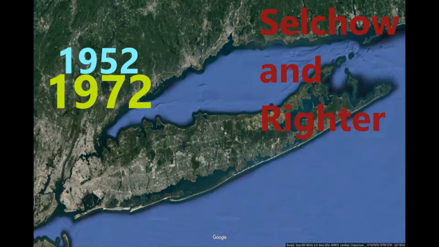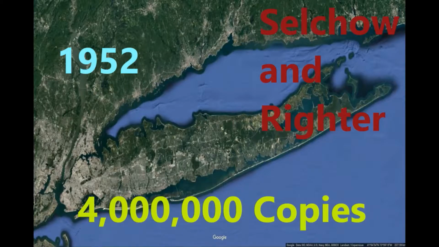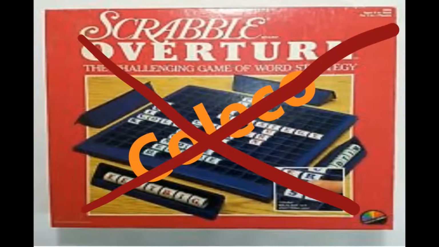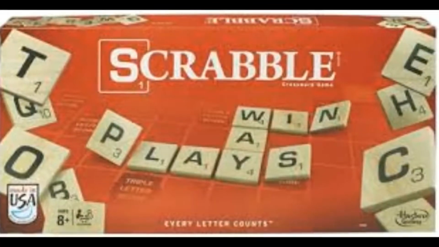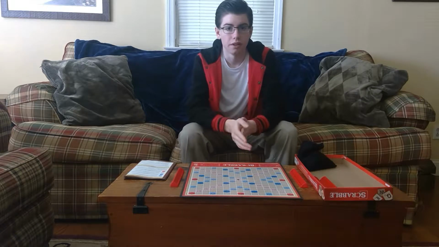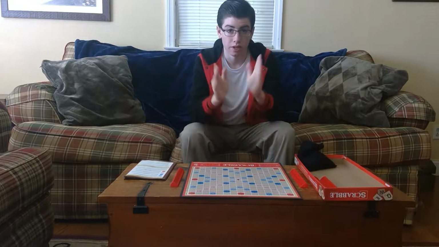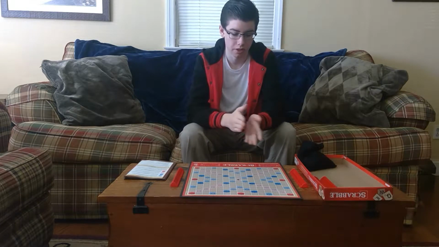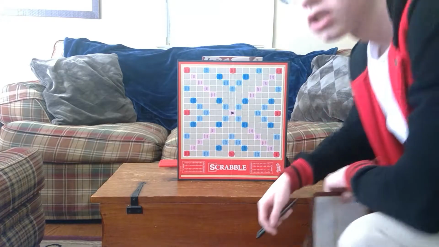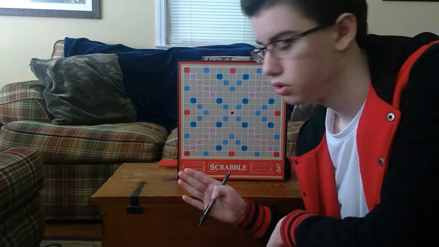Selchow and Righter ended up producing 4 million copies of the game. Then it was sold to Coleco in 1986, but they went bankrupt soon after, so Hasbro purchased the franchise, and that's where it is today. Alright, now that you know some background history, we can get into the actual rules of the game. So let's get started with the rules.